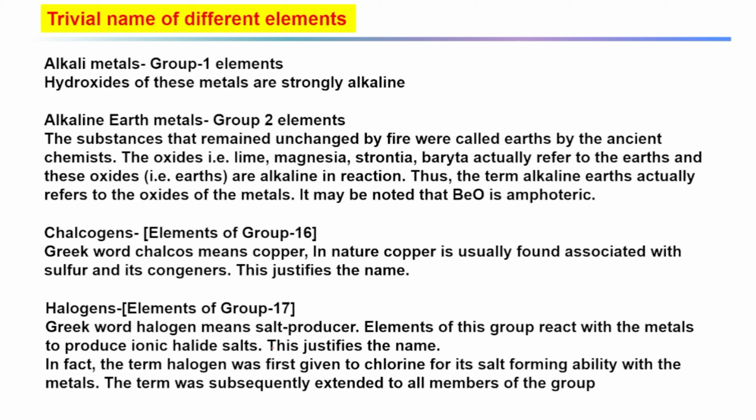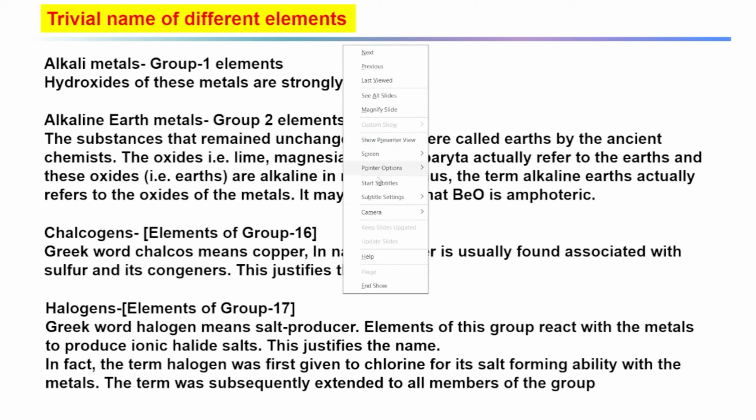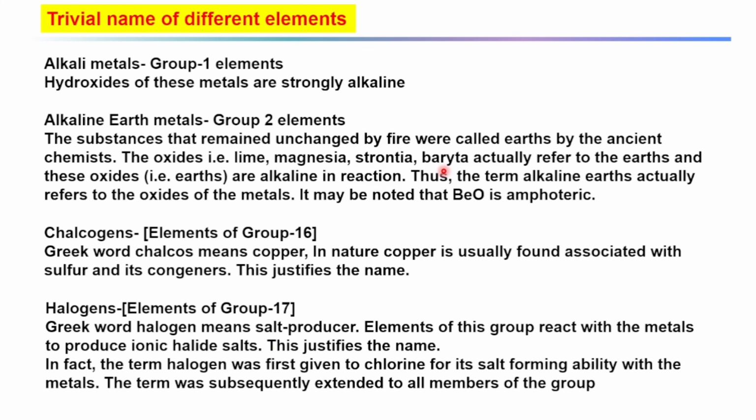Now group 16 elements are called chalcogens. The Greek word chalkos means copper. In nature, copper is usually found associated with sulfur and its congeners. So that's why we call the group 16 elements, which contain sulfur and the other elements, chalcogens.